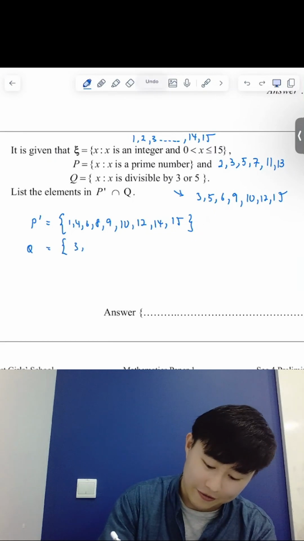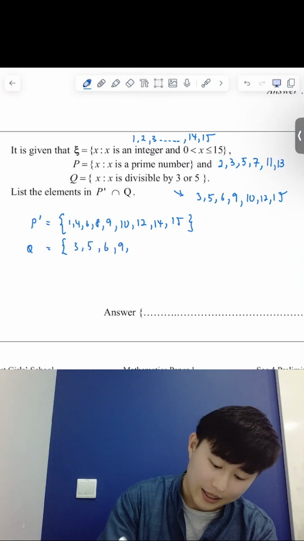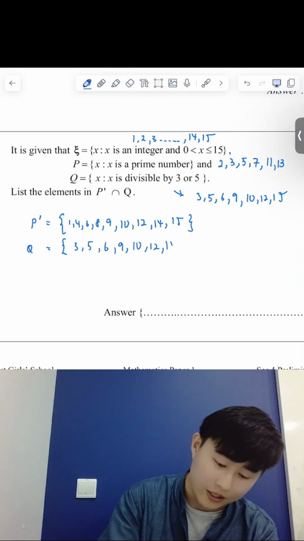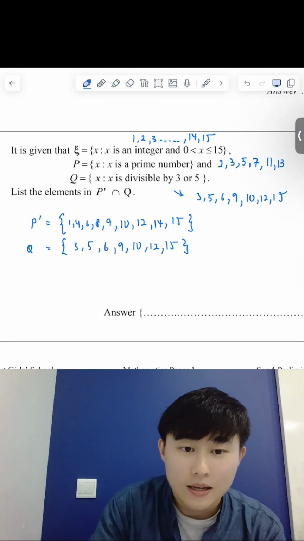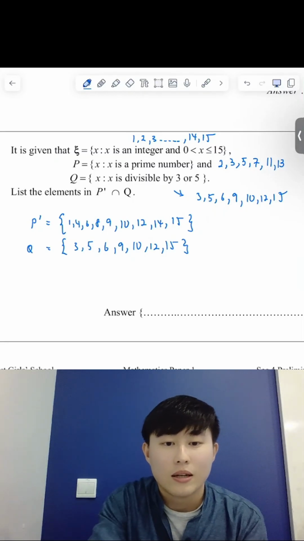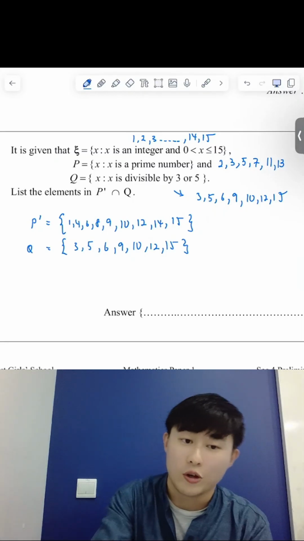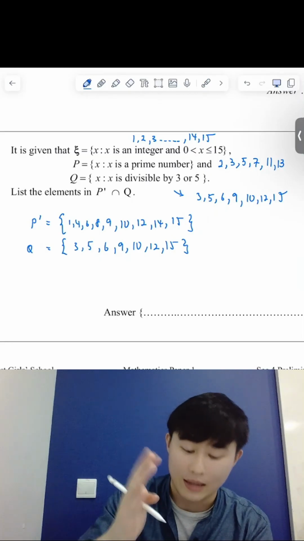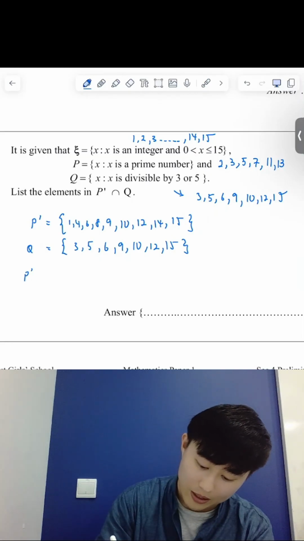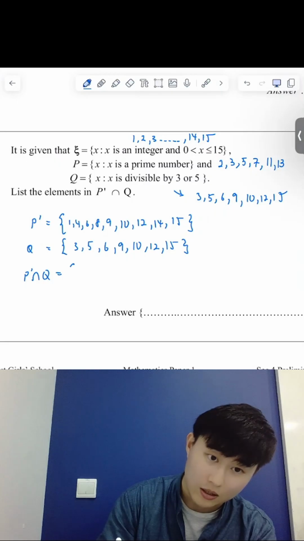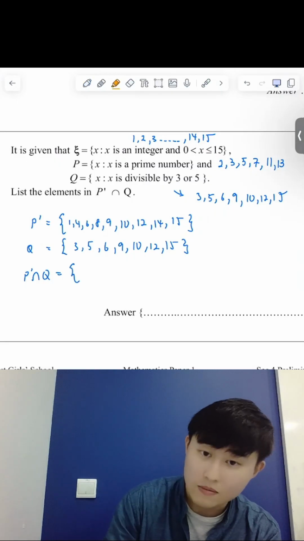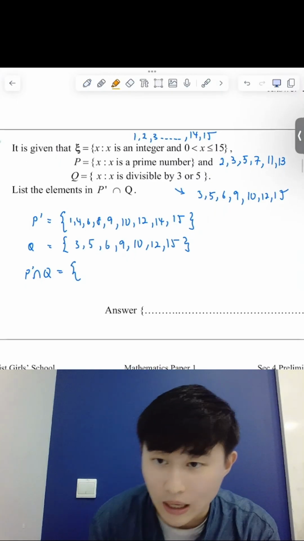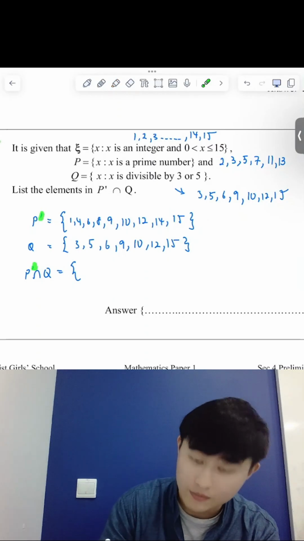Okay, 3, 5, 6, 9, 10, 12, and 15. So from here, they're asking you P prime intersect with Q, which means I want the common items. So P prime intersect Q will be, no, no, it's just this thing.